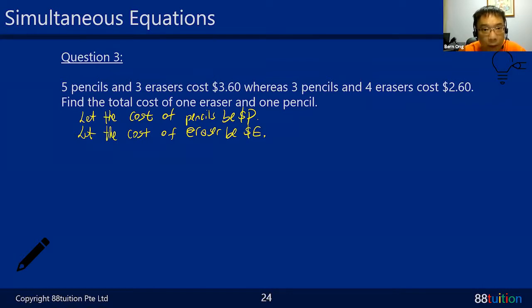What's the answer for number 2? Answer for number 2, A is negative 3 and B is 3. All right. And Doreen, 60 cents is for pencil, correct?